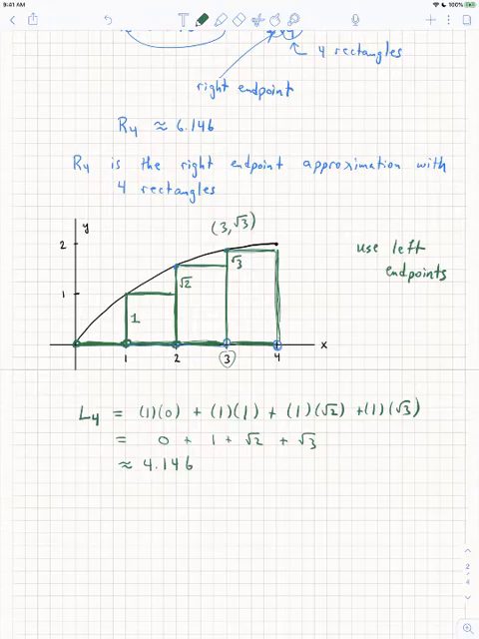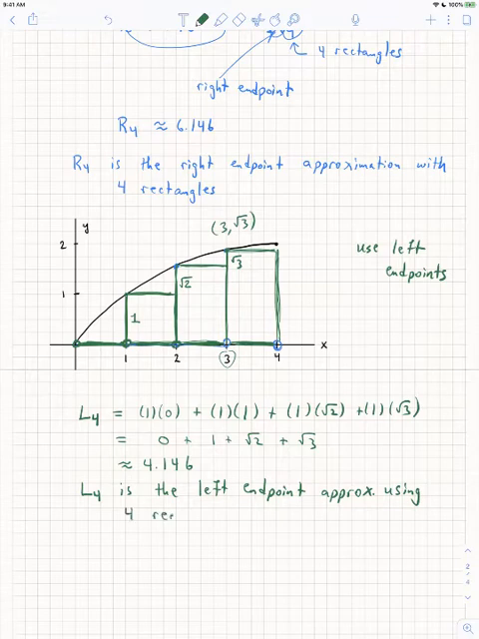This is the left endpoint approximation. L4 is the left endpoint approximation using, again, 4 rectangles. So the L here means left. And just like before, the 4 means 4 rectangles.